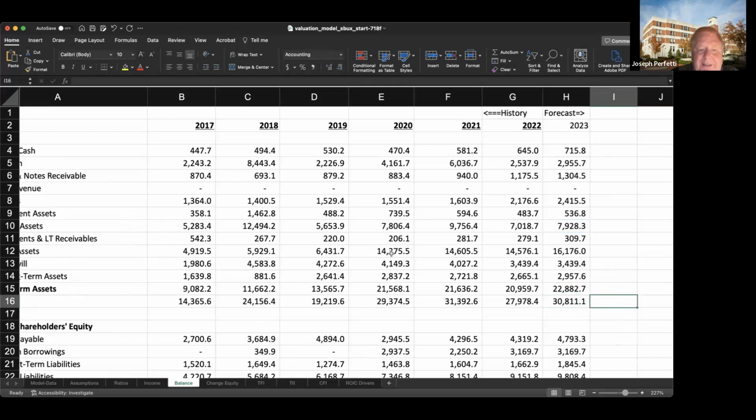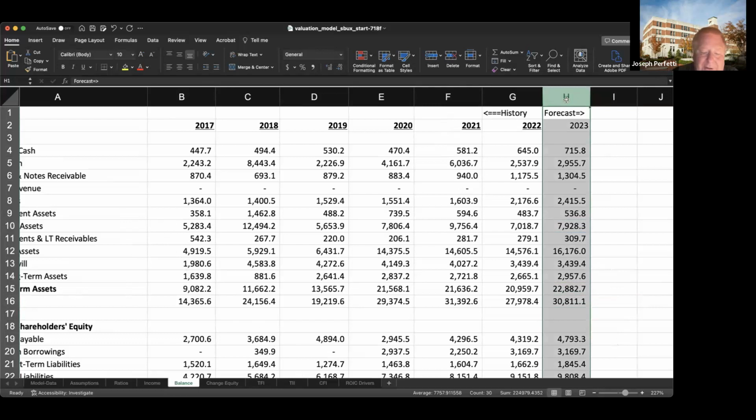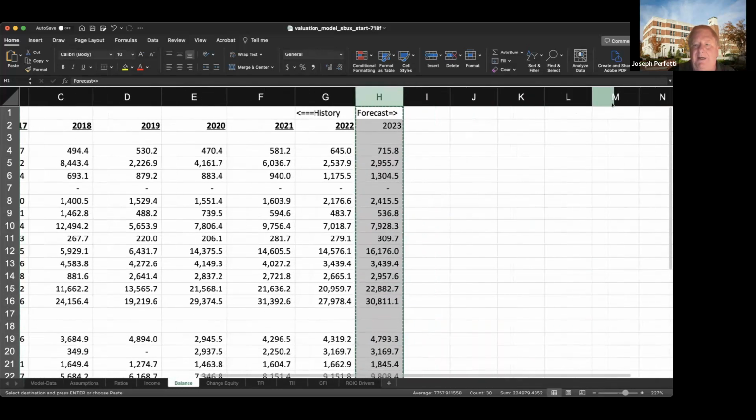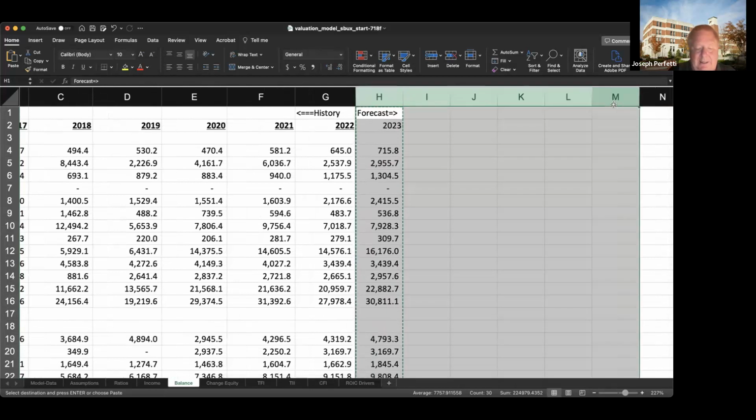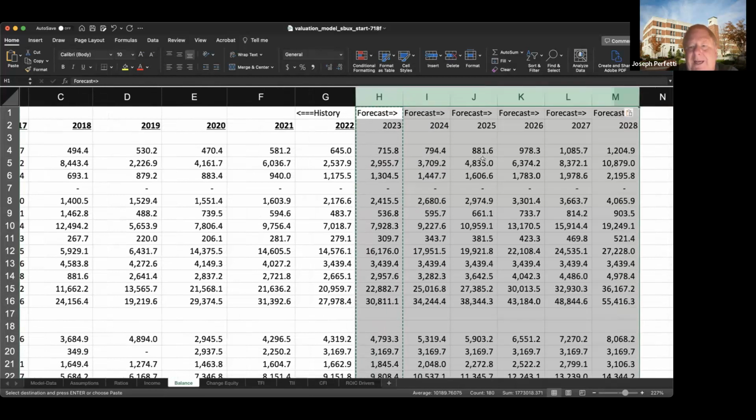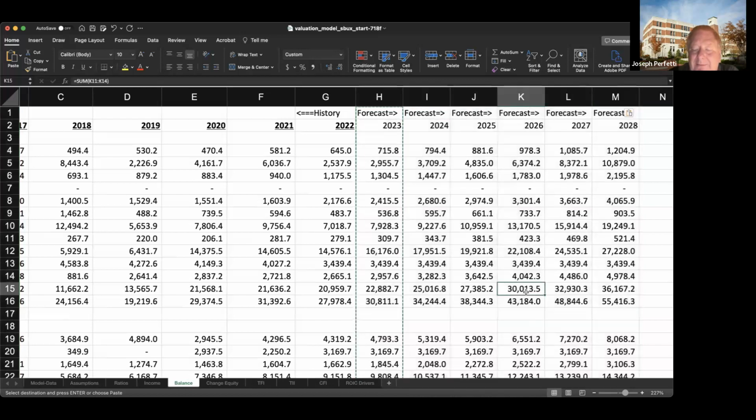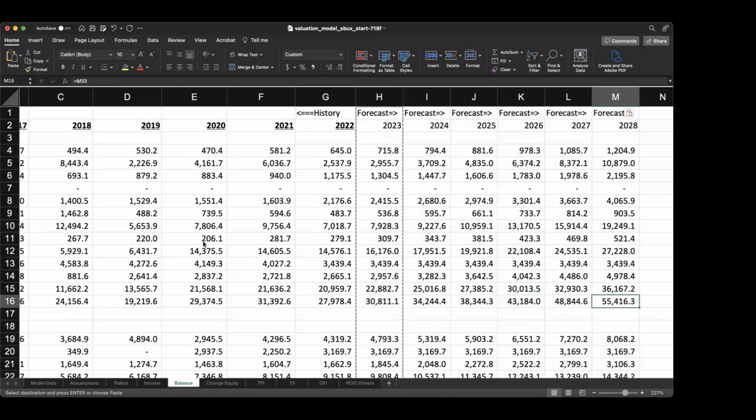And so here's the final step. Take column H, select it, whole column, copy it, go to column M, select it and paste it. And we now have forecasted balancing balance sheets going through 2028. Questions about any of that? And were you able to get to that point? So that your 2028 assets should be 55,416.3.